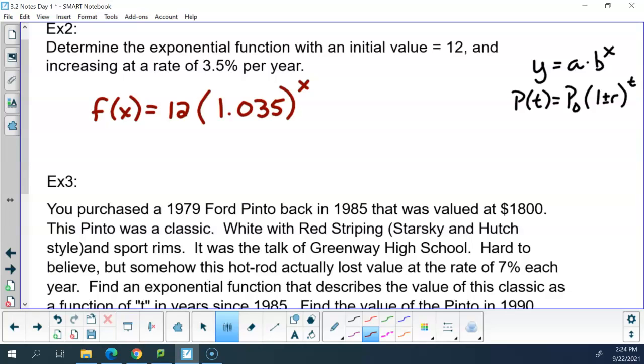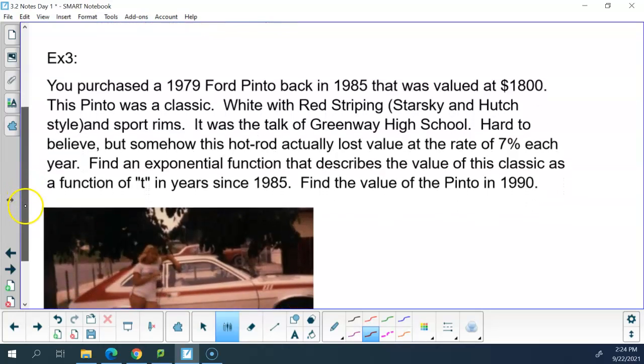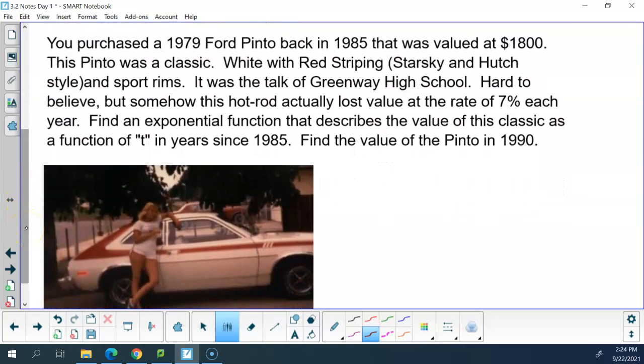Second favorite example of the year. Right here. Example number 3. You purchased yourself a 1979 Ford Pinto back in 1985. That was valued then at $1,800. Classic Pinto. White with a red racing stripe. Starsky and Hutch style. Sport rims. If you went to Greenway High School in Duluth, Minnesota, you were the talk of the town.